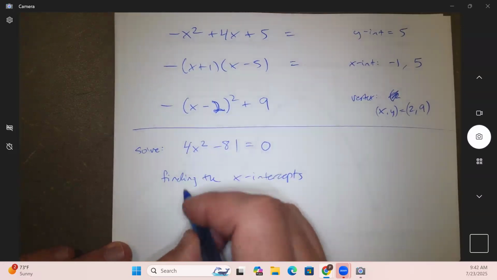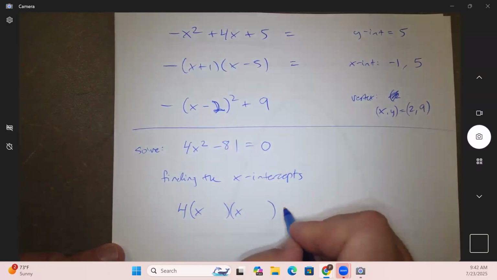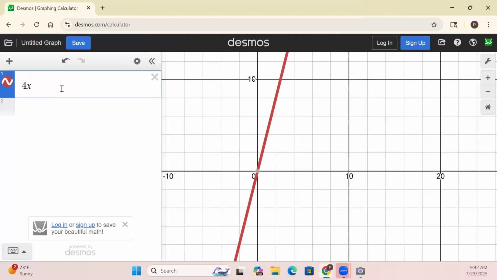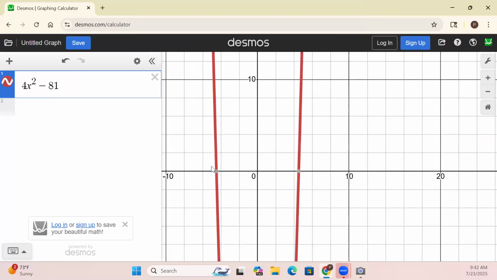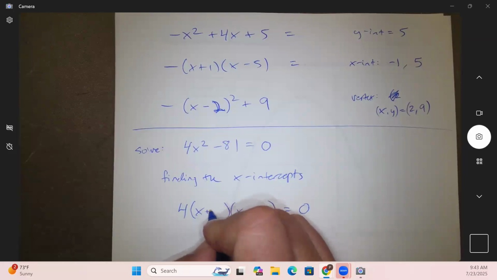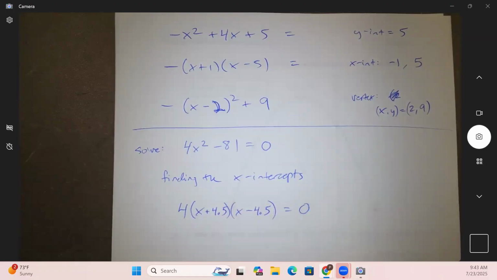All right, so that 4 is going to live out there, but we're going to find a couple different factors for it. So we come over here to Desmos, 4x squared minus 81, and that's all the time it took to find that the two x-intercepts are negative 4.5 and positive 4.5. There's the x-intercept corresponding with negative 4.5, and there's the x-intercept corresponding with positive 4.5.